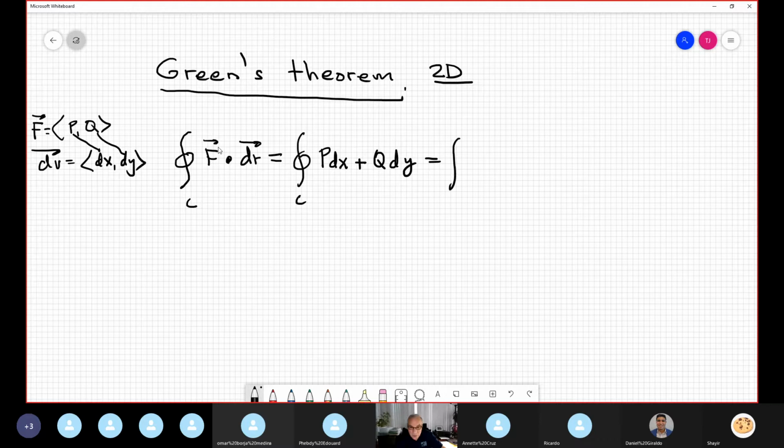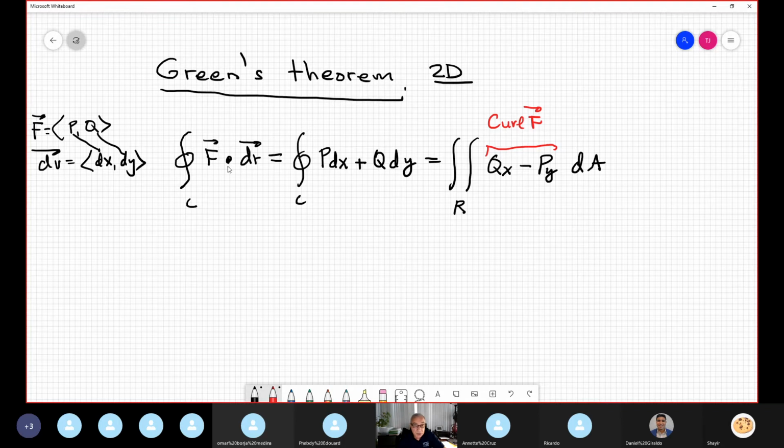This is equal to a double integral. Wow, a double integral. You change the line integral to a double integral over the region R. I will explain who the region R is. The integrand is the partial derivative of Q with respect to x minus the partial derivative of P with respect to y, dA. And by the way, this is a curve in 2D of the vector field. Bang! And this is Green's theorem.